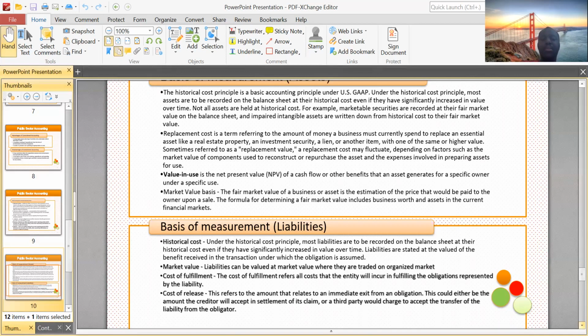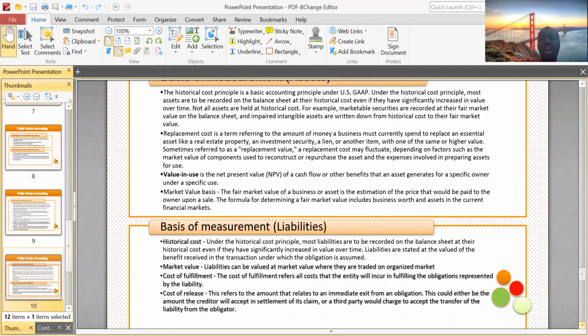Then you have market value basis. This is the fair market value of a business or of assets that will be paid to the owner upon sale. So this is the market value basis. It is basically the price on the market. The formula for determining the fair market value includes business worth and assets in the current financial market. So it's basically what the thing is selling for on the market as of today. Very simple. Then let's look at the basis of measurement for liabilities.